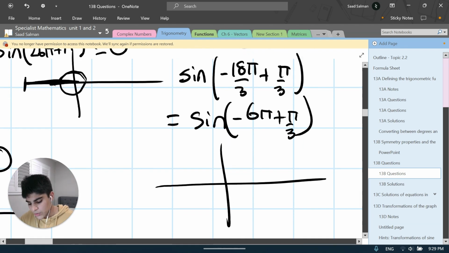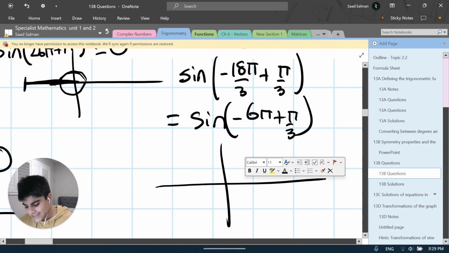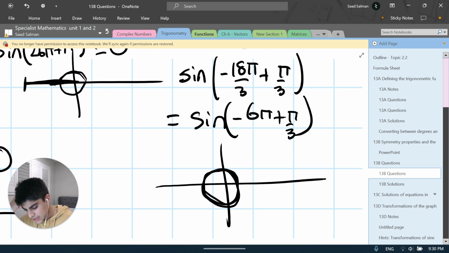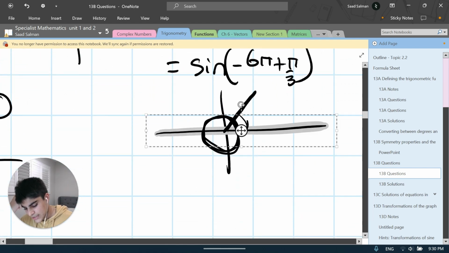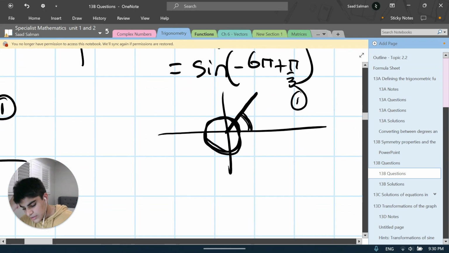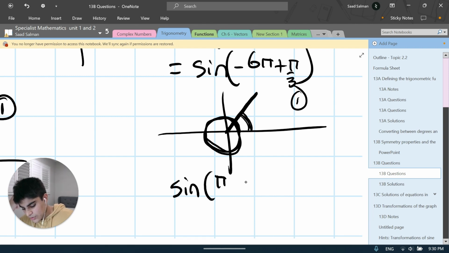Negative 6 pi means you are making 6 full rotations around the unit circle in the negative direction. So 1 pi, 2 pi, 3 pi, 4 pi, 5 pi and negative 6 pi. Negative 6 pi plus pi on 3 means you are moving back up in the other direction, the positive direction, and the exact value of sine negative 17 pi on 3 is here. Because it's in the first quadrant, again, sine is positive. The exact value is equivalent to sine pi on 3, which equals root 3 on 2.